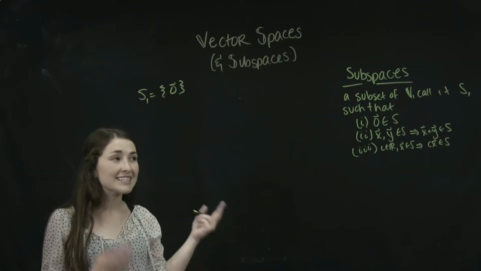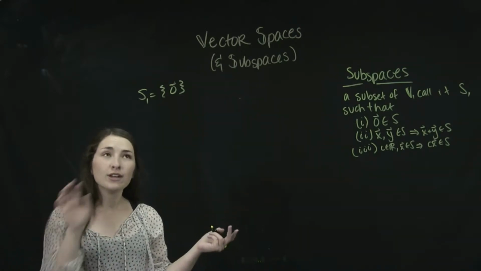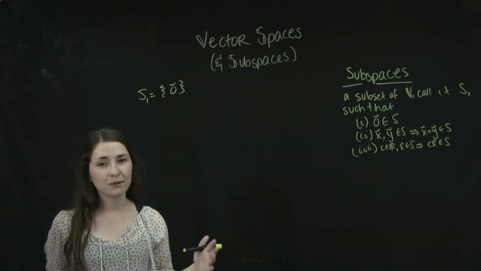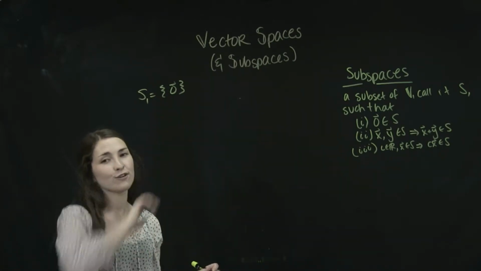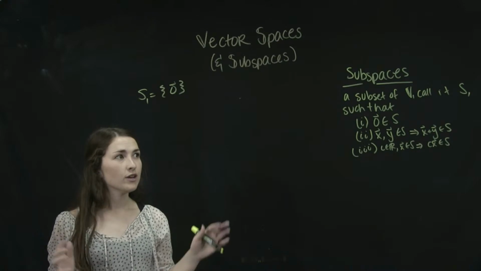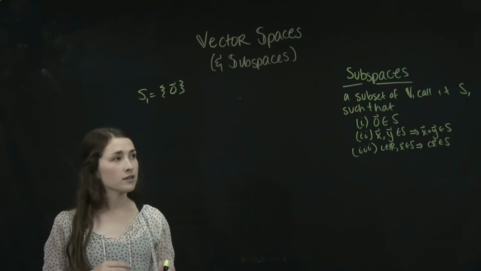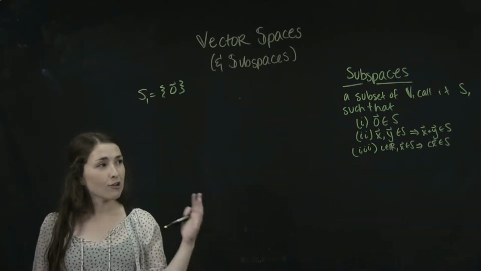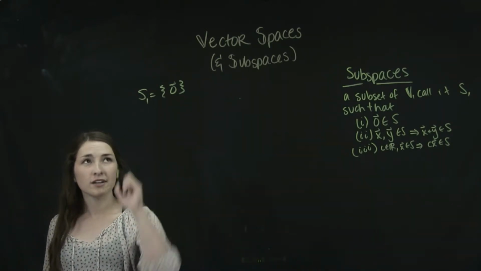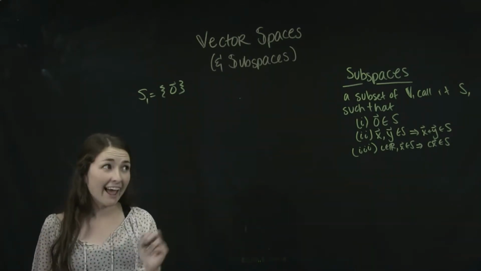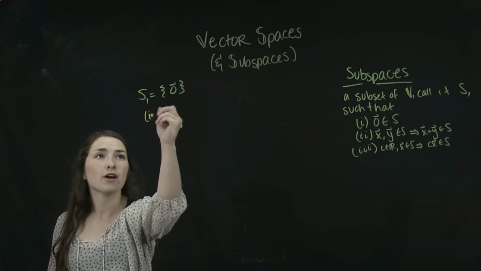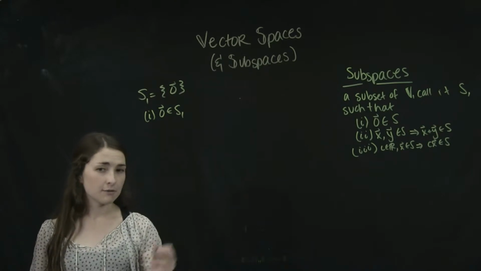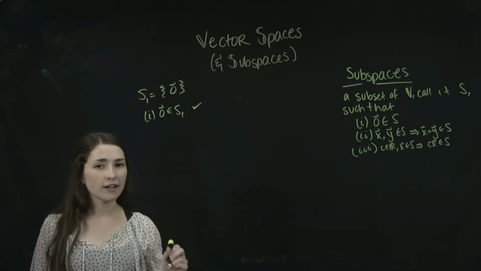Okay, so let's see, is this a subspace? We know that it is a subset of our vector space because the vector space has a condition that the zero vector must be in it. And then our first condition here, is the zero vector in our subset? Well, it's defined as that, so we know that our zero vector is in our subspace, so check.